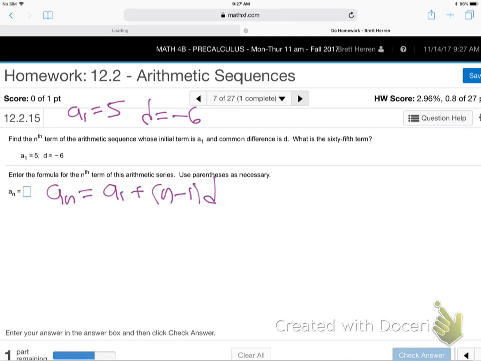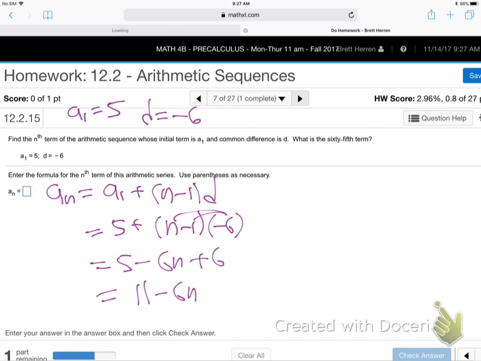All right, so plug in a1 is 5 plus n minus 1 d. D is negative. Since we're multiplying the d, right? It's times the d. So times negative 6, so multiply that. We get 5 minus 6n plus 6, which is 11 minus 6n. There's the formula, good on that. Now they want me to find, what is it, the 65th term.